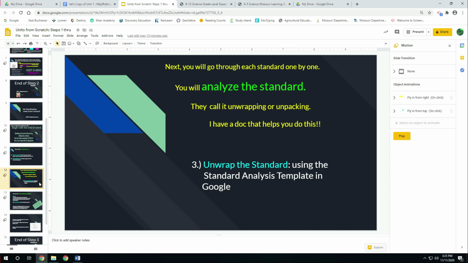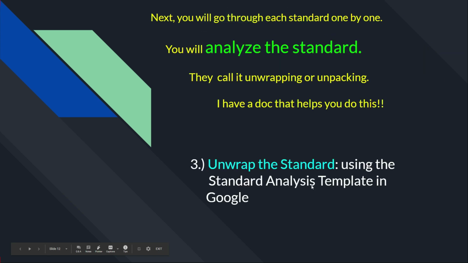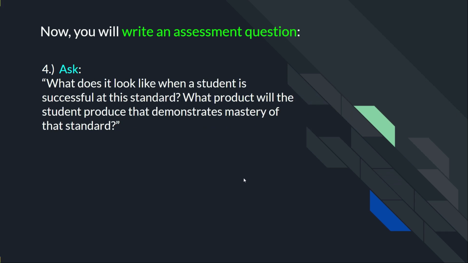I unwrap the standard using the template. So that was that one. So next, we're going to write our assessment question. Okay, so you're going to ask yourself, what does it look like when a student is successful at this standard? If they can develop an argument that blah, blah, blah, what does that look like? What product do they produce that proves that they can do that particular standard? So I look at the standard, what product would they produce? And then I write a question that elicits that product.